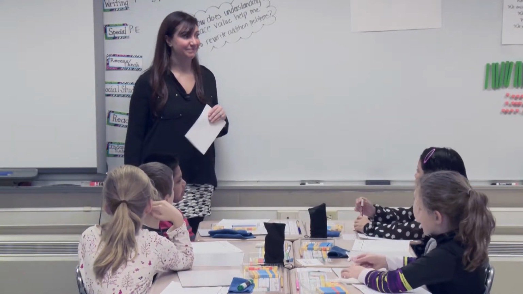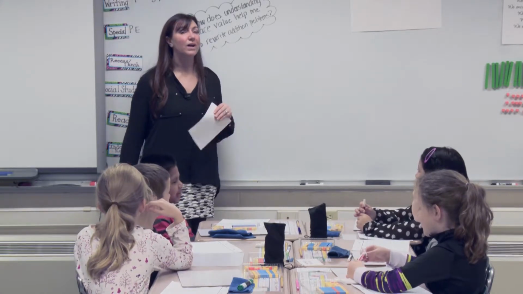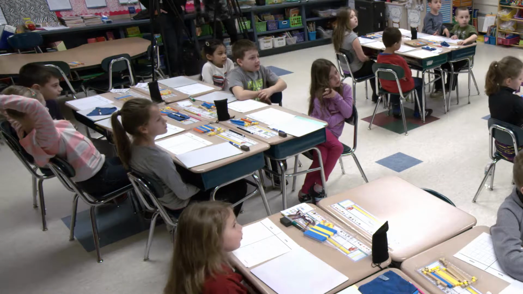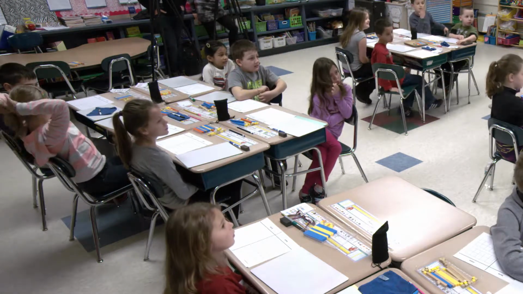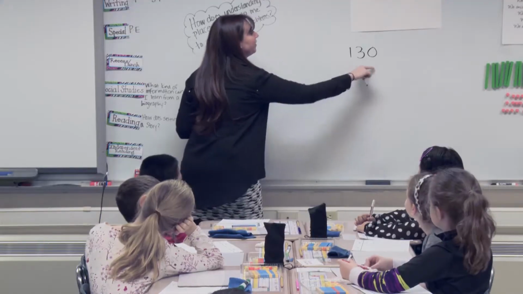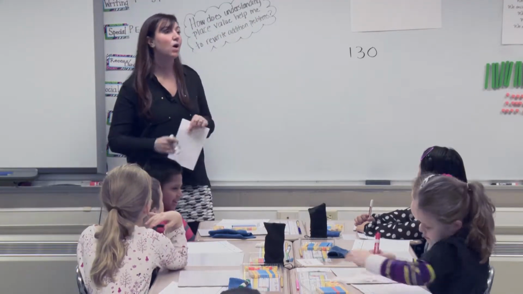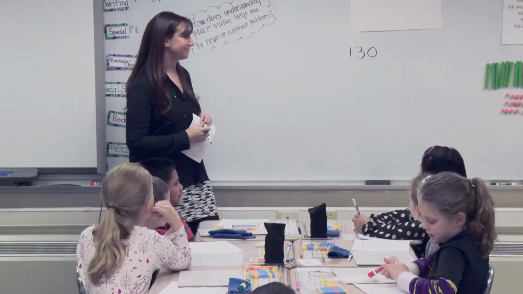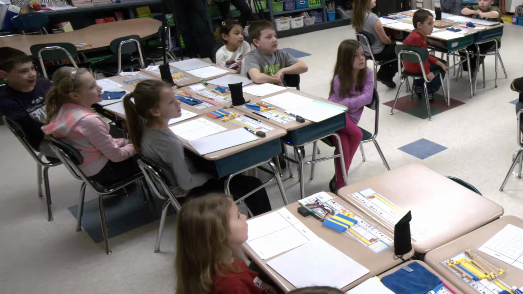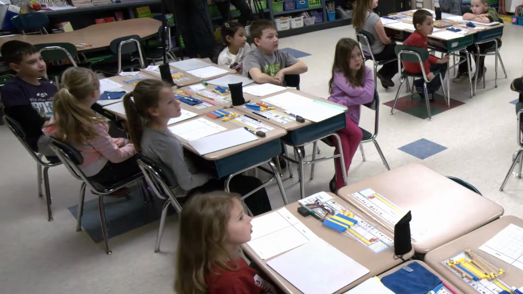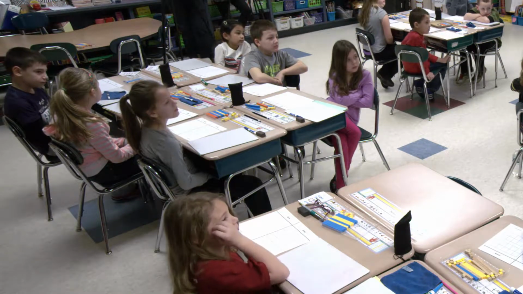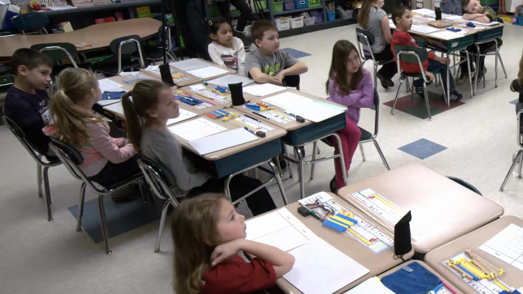130. Let's try that again. Let me write the number on the board. 130. How many hundreds, tens, and ones? 1 hundred, 3 tens, 0 ones. Expanded form. 100 plus 30 plus 0. Or could we just say 100 plus 30? Because there's 0 ones. Excellent.